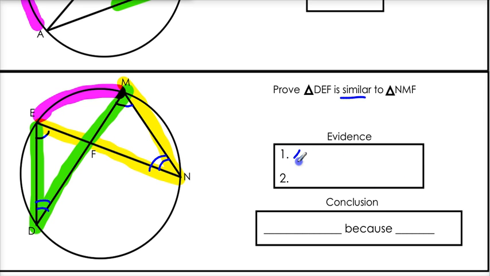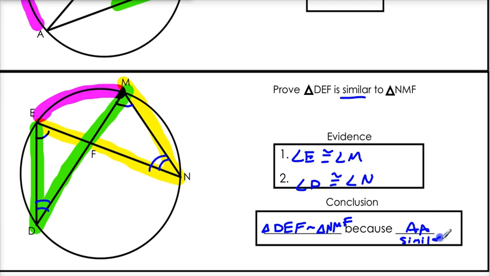So since I know that angle E is congruent to angle M and angle D is congruent to angle N, I actually have angle-angle similarity. Remember, angle-angle similarity. So I could say that triangle DEF is similar to triangle NMF because of angle-angle similarity. See that? We just got smart on that.